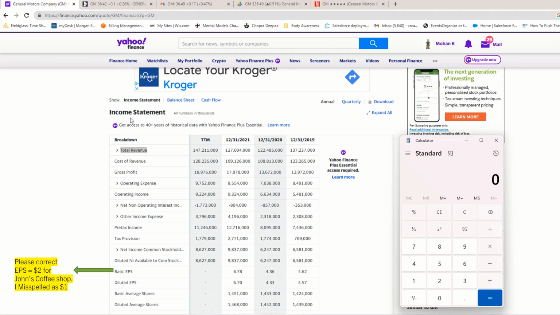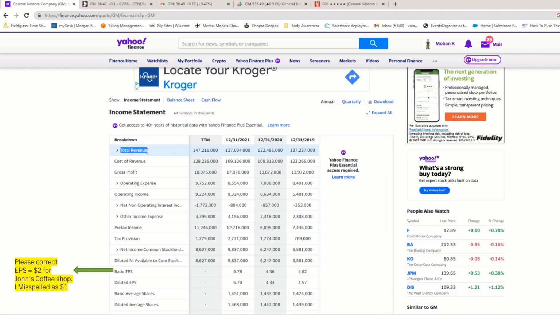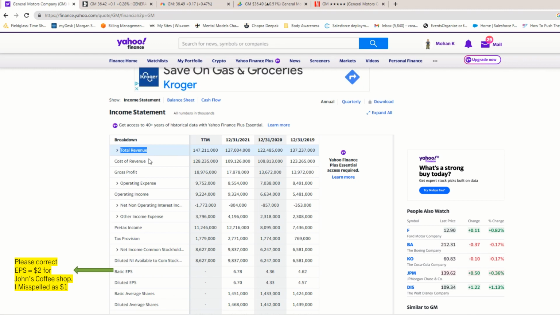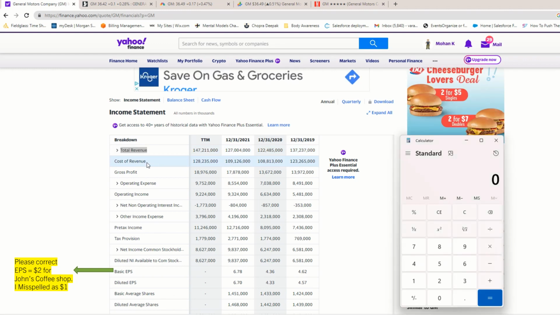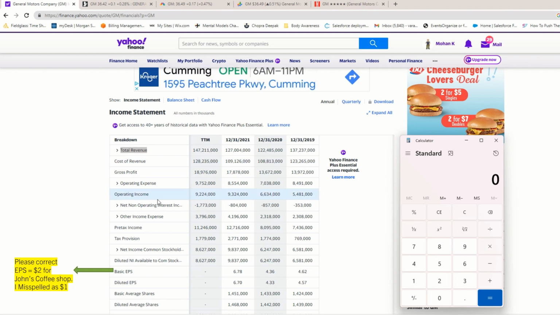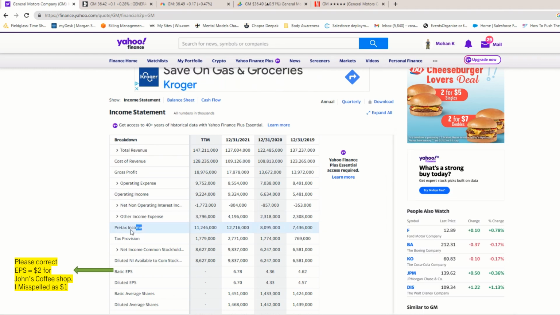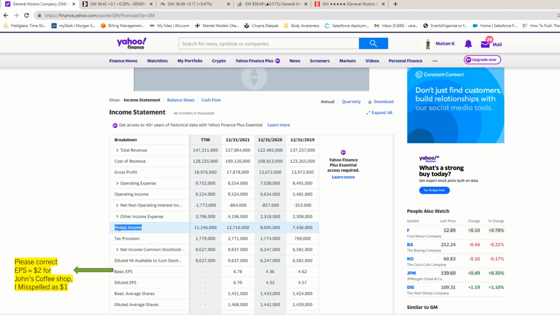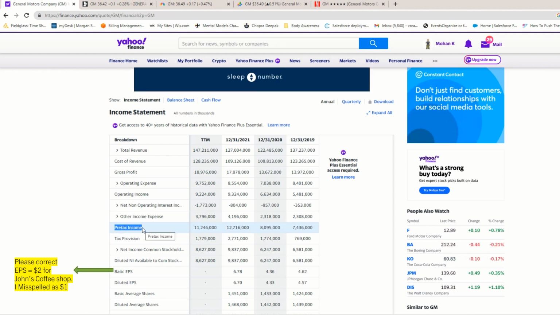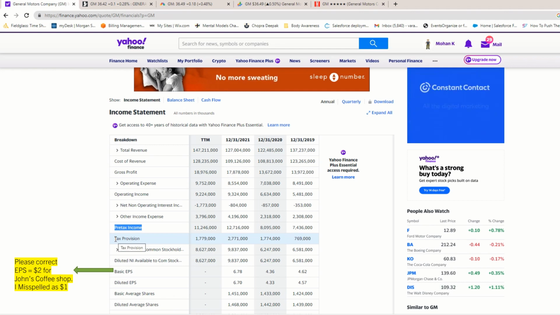Under the income statement for John's coffee shop, we talked about a few important terminologies. The first thing was the total revenue, which was $100,000, if you remember from Chapter 4, and then the cost of revenue, which was $70,000. Then we had the income before taxes, which was $30,000, called pre-tax income or income before tax. And then we had the tax.